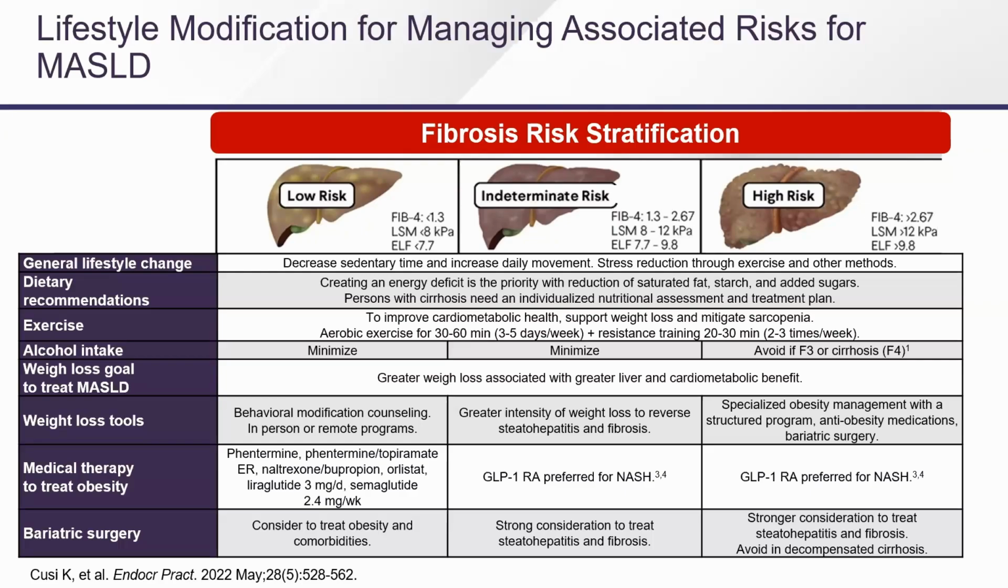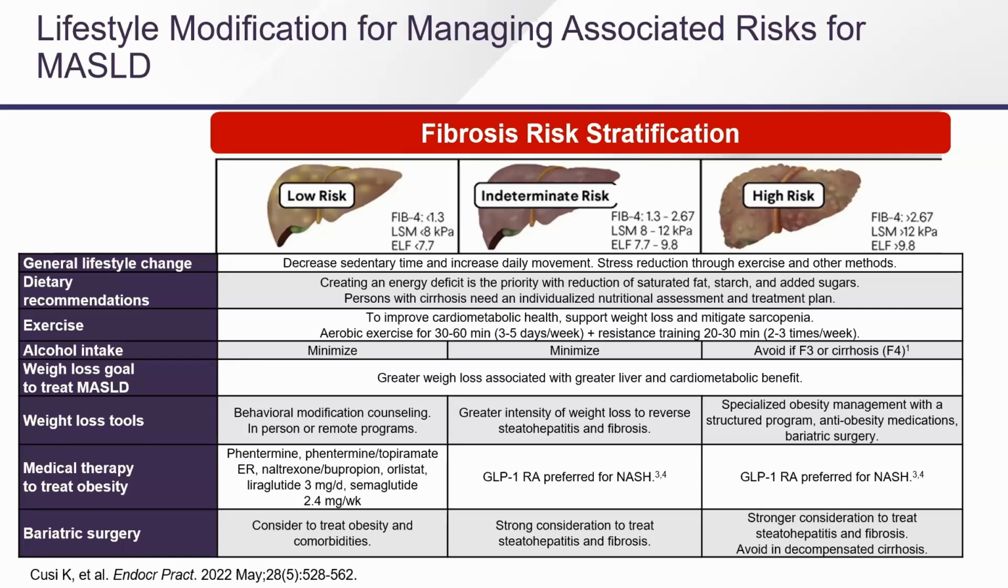Exercise, moving down, we're certainly improving cardiometabolic health. We are supporting weight loss. We mitigate sarcopenia, osteopenia. Aerobic exercise, generally 30 to 60 minutes, 3 to 5 times a week, and resistance training, especially for patients with advanced liver disease and sarcopenia. Resistance training is really important.